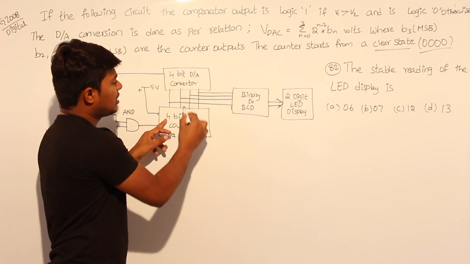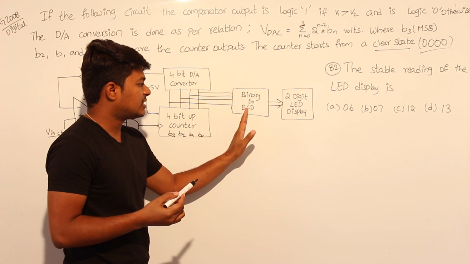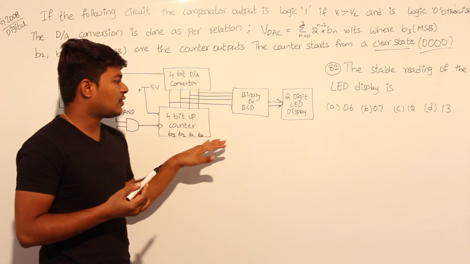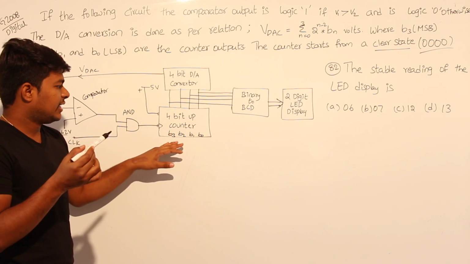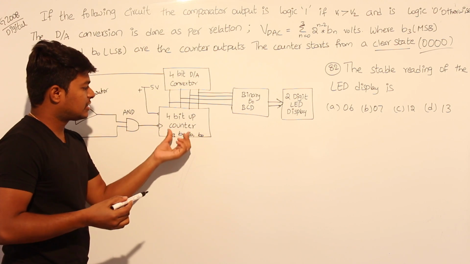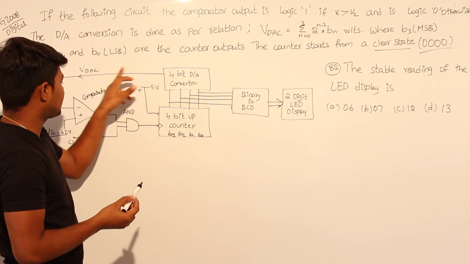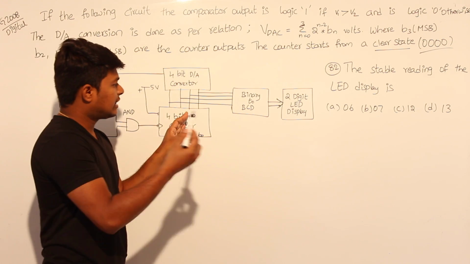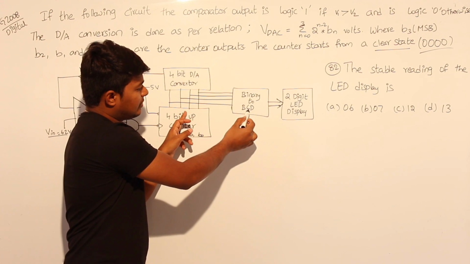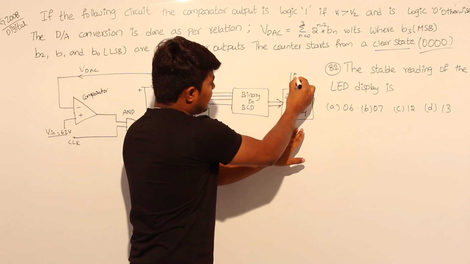This counter gives two things. One is for D to A, the other is for the binary to BCD converter. Finally, this binary to BCD converter is connected to the 2-digit LED display. This is what the given circuit is. So simply, from the AND gate, the signal is passed through this 4-bit counter. It is sent to the D to A converter. This D to A converter is connected to the comparator. On the other hand, from this counter, the output is taken to binary to BCD. From this binary to BCD, finally we are getting the display here.